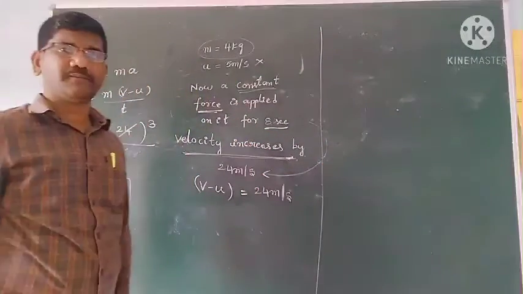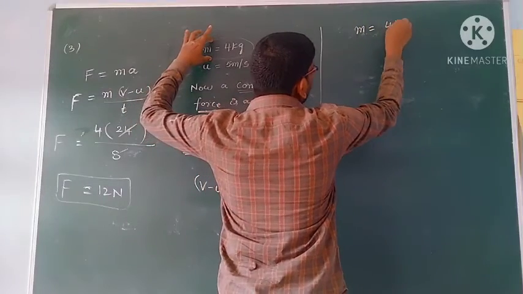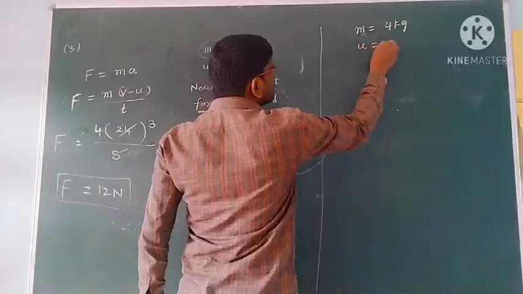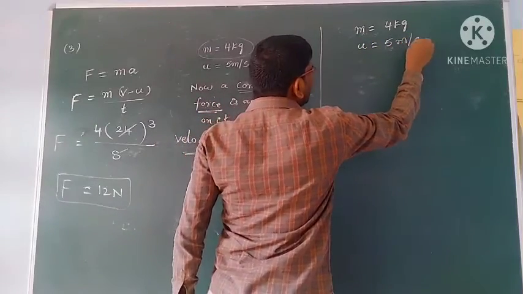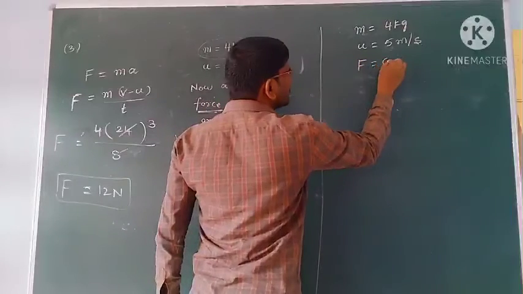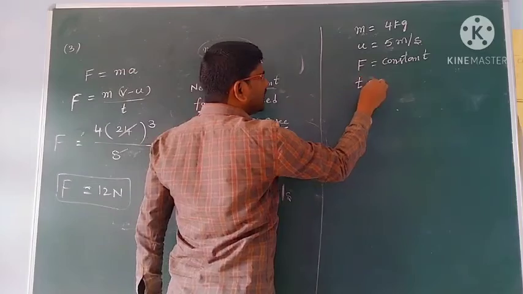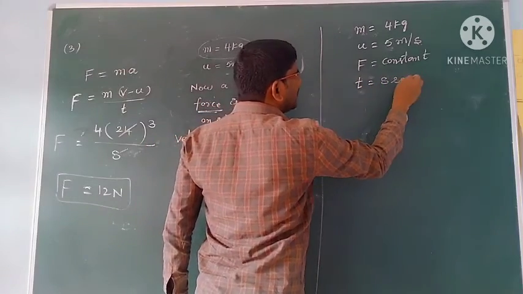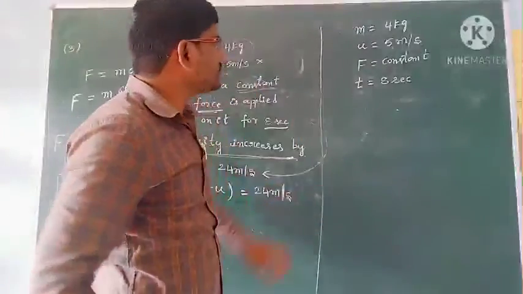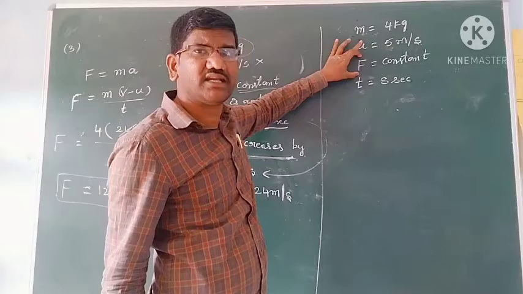And see students, same mass I am taking now. Mass is same, it is 4 kilogram, and initial velocity is 5 meters per second I am taking, and a constant force is acting on it. F is constant, acting on it for the time of 8 seconds. So this is the mass, it is moving with this initial velocity, and this much force starts acting on it.